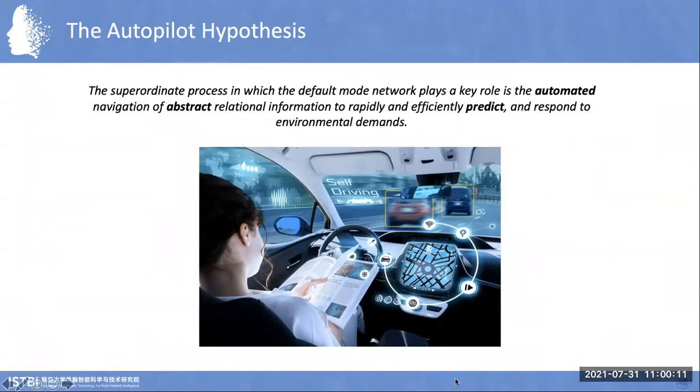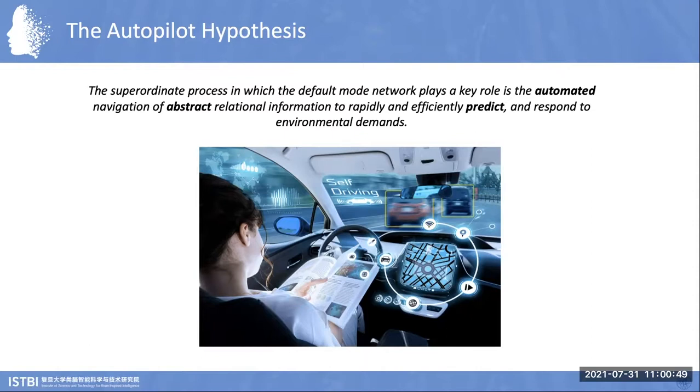the superordinate process in which the default mode network might be playing a key role is the automated navigation of this abstract relational information that we learn through our lifetime, in order to be able to rapidly and efficiently predict and respond to environmental demands. So the reason why I call this autopilot is because, in the context of navigation, I think it nicely provides a good analogy as to how the default mode might be contributing to not only human, but also other animal cognition as well.